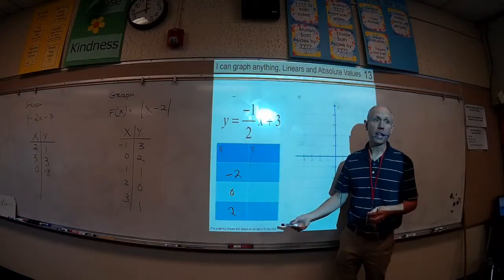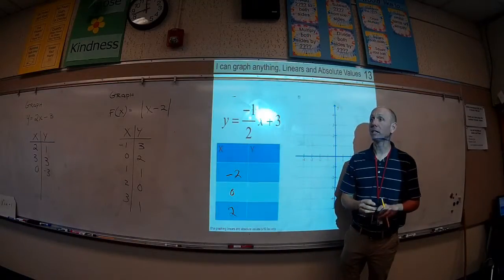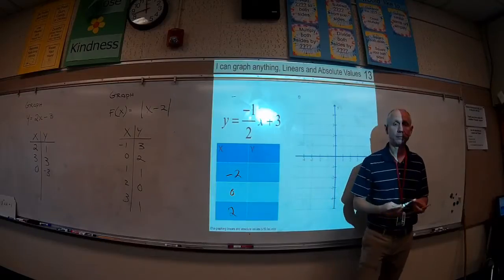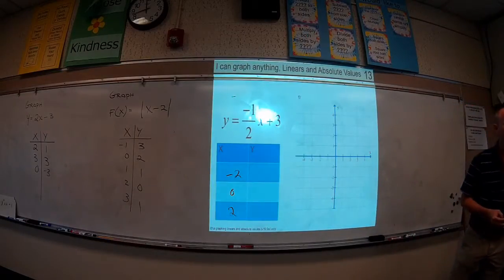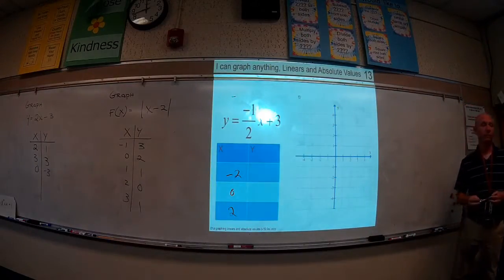Okay. Fill in the table. Do not graph it yet, please. Fill in the table, but don't graph it. You're doing it on your notes, yes. Fill in the table, do not graph it.